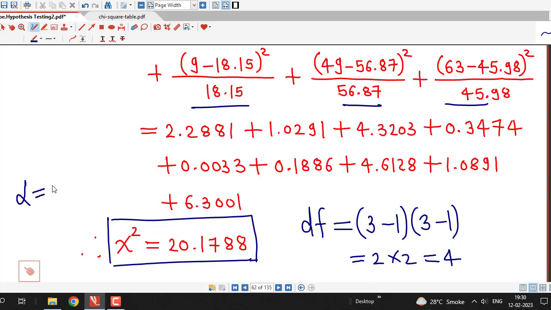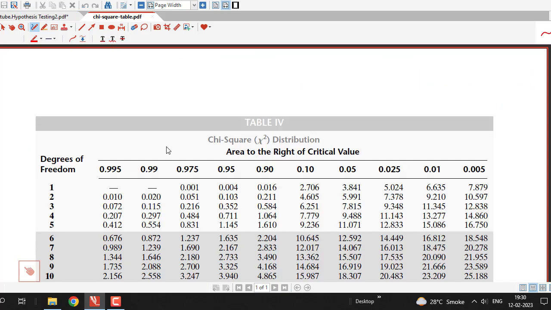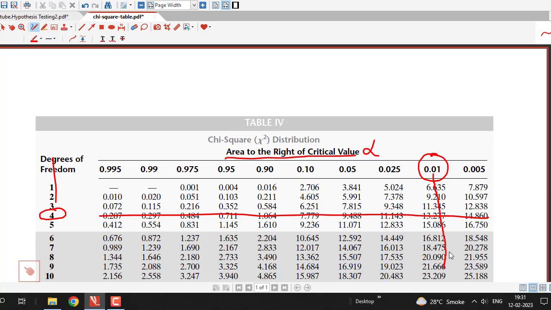Level of significance given is 0.01. So I have to use the chi-square table for alpha equal to 0.01 and degrees of freedom as 4. So let's go to the chi-square table. Area to the right of critical value, these are the values of alpha. We are in search of alpha equal to 0.01, and these are the degrees of freedom. We are in search of 4 degrees of freedom. So we take the intersection of this row corresponding to 4 degrees of freedom and this column corresponding to 0.01 level of significance. If we take their intersection, we obtain this chi-square critical value.